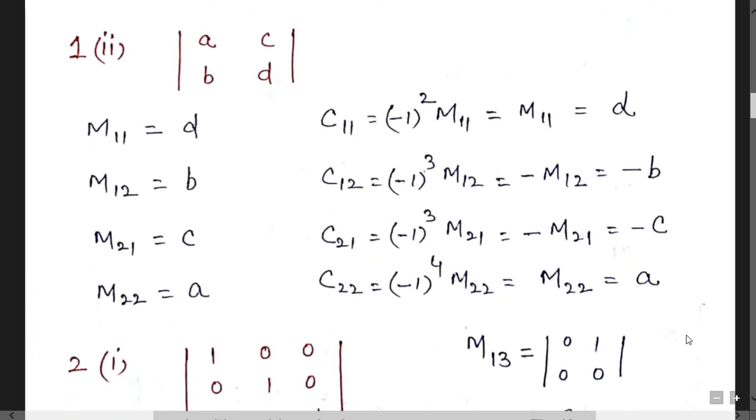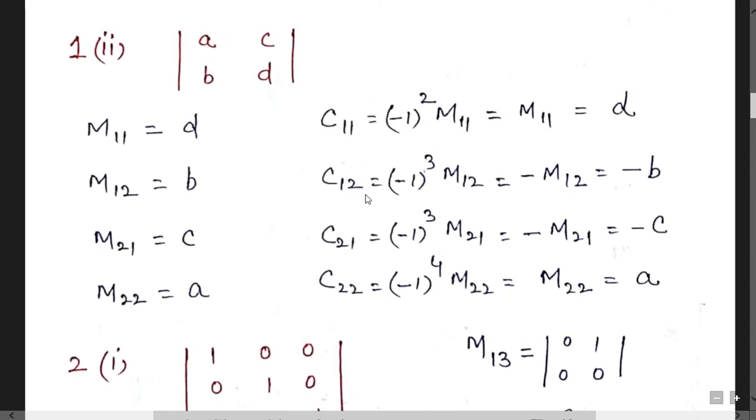Similar is the case with the second question. I think you can solve it easily. M11 is D, M12 is B, then M21 is C, and M22 is A. You can calculate easily by leaving these values. 1 1, what is the meaning of 1 1? First row and first column. You have to leave these and write the pending elements. What about C11? If the addition of these values is even, this value is the same as the cofactor, and minor and cofactor both are the same.